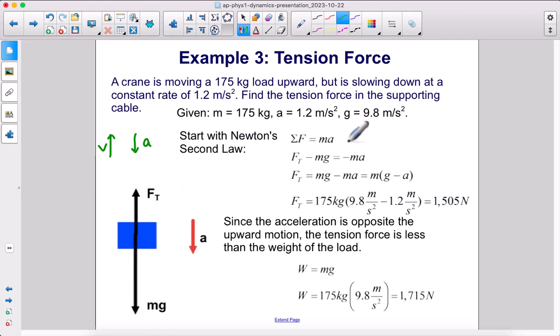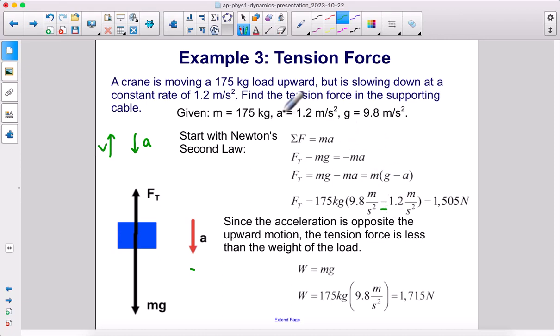We start with Newton's second law. We have tension up minus weight down equals negative ma. So see how, because a is in the negative direction, we also have to make a negative over here. So then we solve for tension, we plug in our numbers, so we have 1.2 acceleration, but it is negative. So that's how that negative sign ends up here.